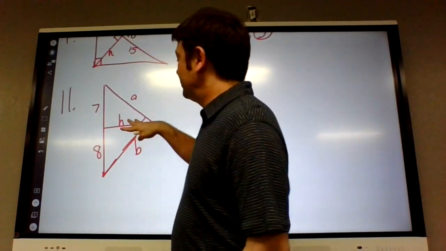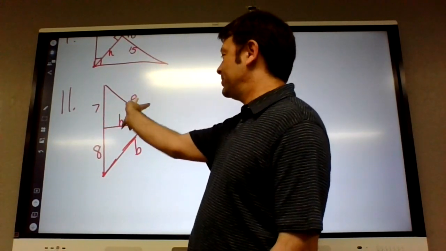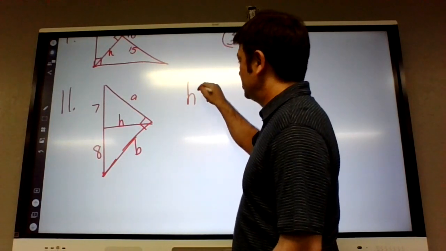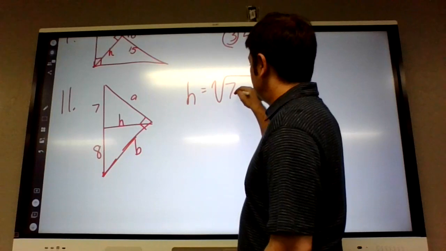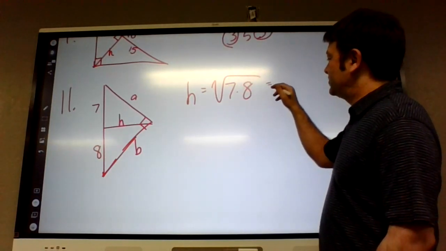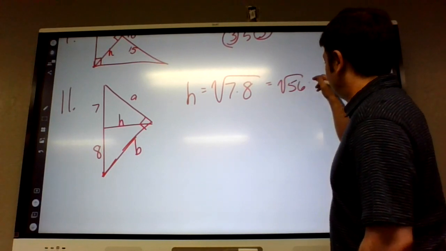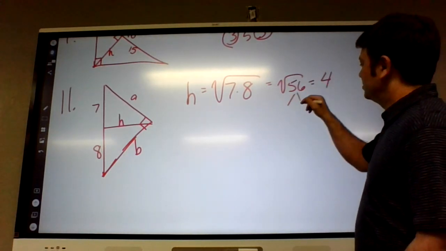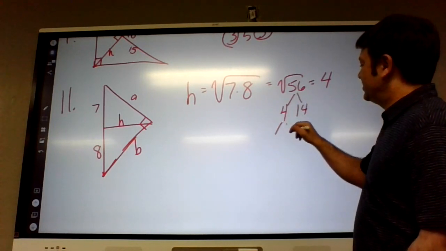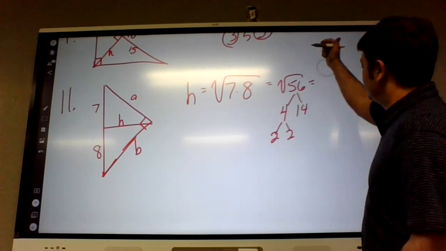Okay, so this time the triangle's kind of been turned to the right here. So how do I find h? 7 plus 8, or 7 times 8? 7 times 8, square root of that. I think square root of 56 will be like 4. It'll be 2 square root of 14.